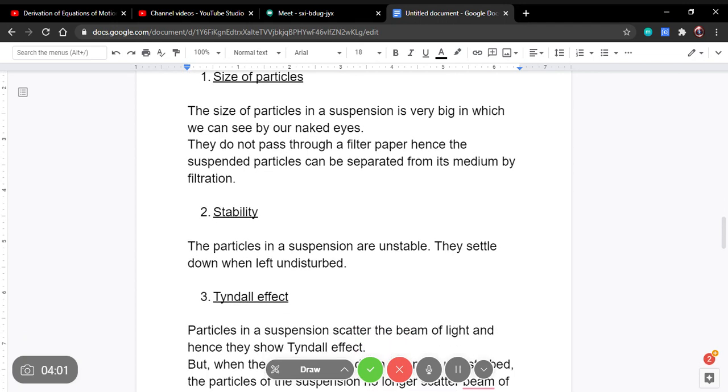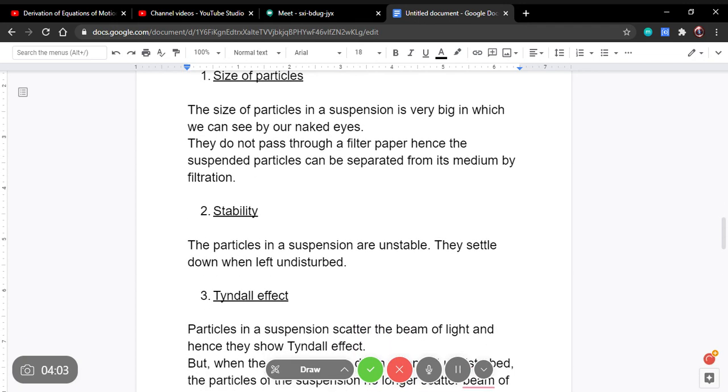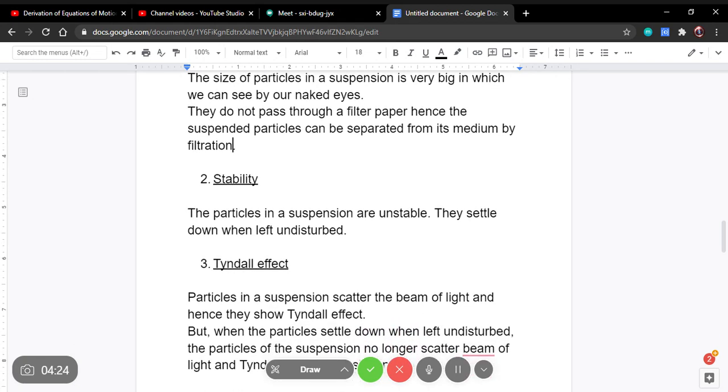Now, going to stability, the particles in a suspension are unstable. When we leave a suspension undisturbed for a while, for example a mixture of soil and water, the soil particles will settle down, will be below the water, will have sunk. The particles of a suspension are therefore unstable; they settle down when left undisturbed.